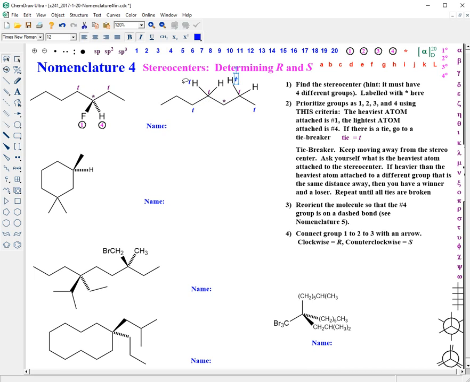Next thing on this one, a hydrogen ties this hydrogen. We have compared all things attached to both the original tied atoms, and we still have a tie. We must break this tie. My apologies. This tie. Keep asking the question. What is the heaviest thing attached to this moving away from the stereocenter? It is an H. Heaviest thing attached to this one moving away from the stereocenter? It is a C.